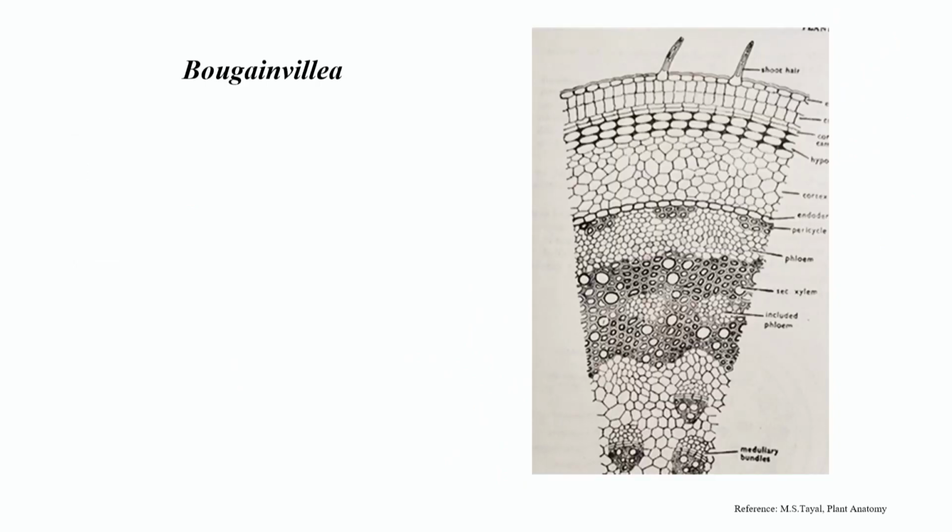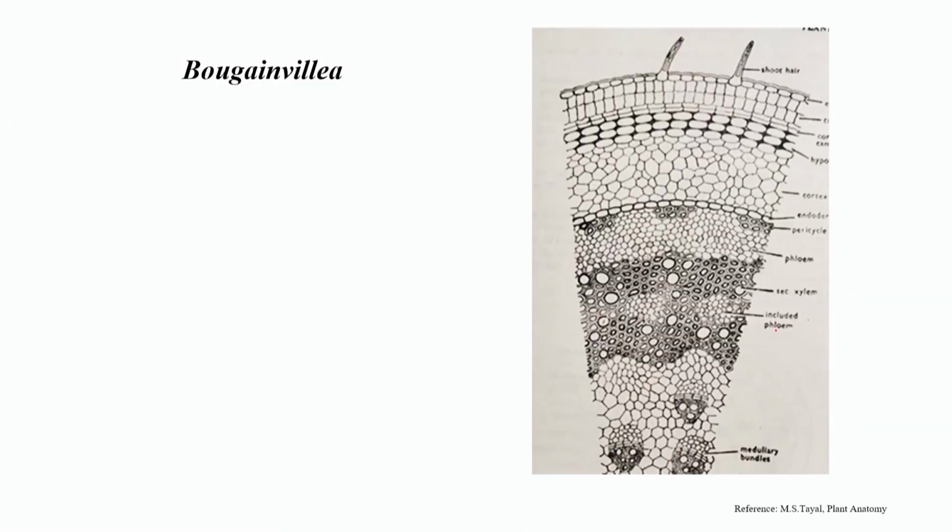Now in Bougainvillea, as we have discussed before, you can see the xylem with a lot of medullary bundles. We have also discussed how the different rings of vascular bundles were formed. In the outer ring, the cambia was forming a secondary layer in which there were sclerenchymatous patches. So in that outer ring, you can see that included phloem formation has occurred.